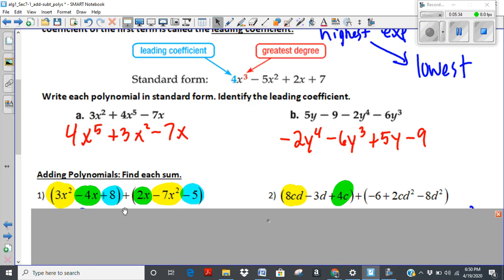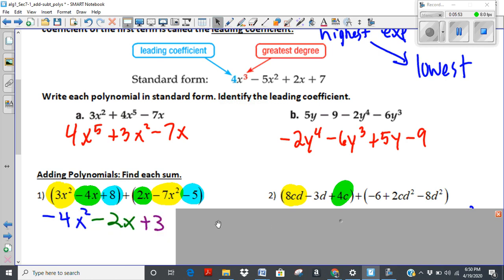So 3x squared plus a negative 7. Our x's will go together, negative 4x plus 2x, and then 8 plus negative 5, or we just say 8 minus 5. So when you put all those together, we end up with this answer. 3x squared minus 7x squared is negative 4x squared. Negative 4x plus 2x is negative 2x, and then 8 minus 5 should be plus 3.